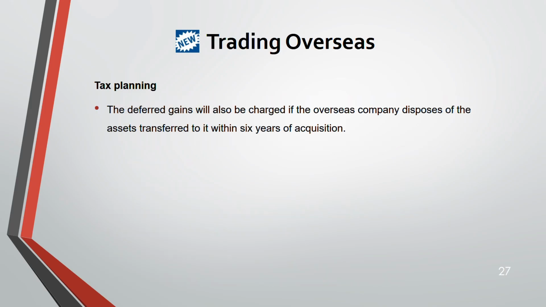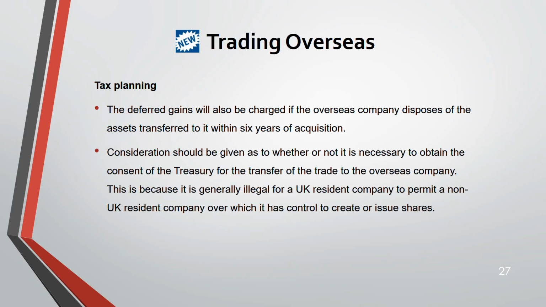Now, the deferred gain is like rollover relief. The deferred gain will be charged if the overseas company disposes of the assets transferred to them within 6 years of acquisition. That means if within 6 years of the overseas company acquiring the assets from the branch, they dispose of them, then that deferred gain will be chargeable.